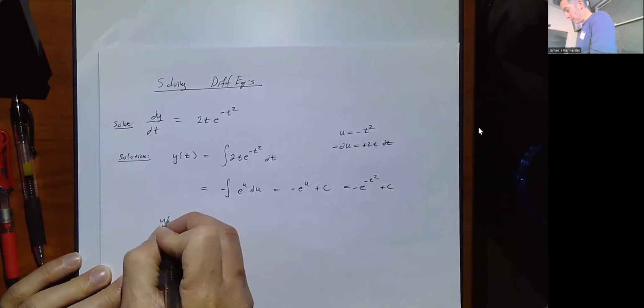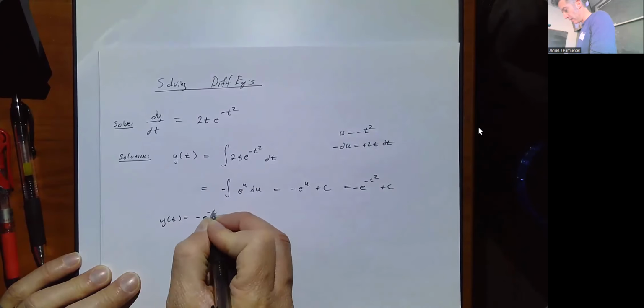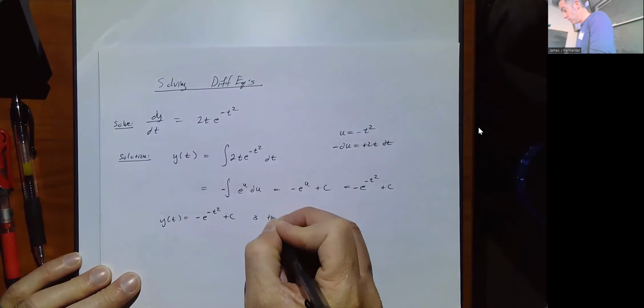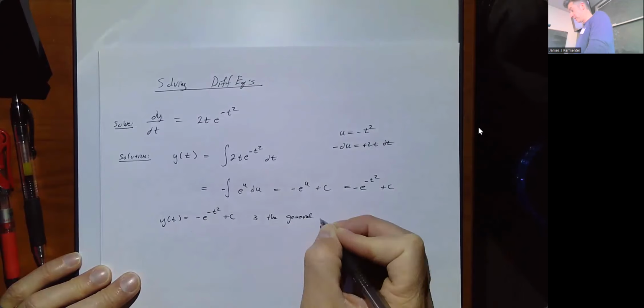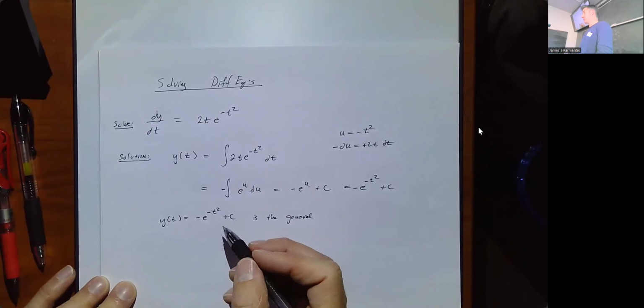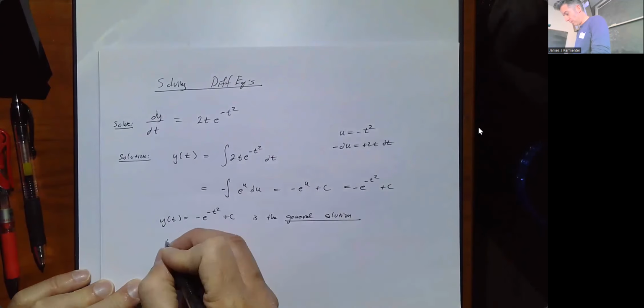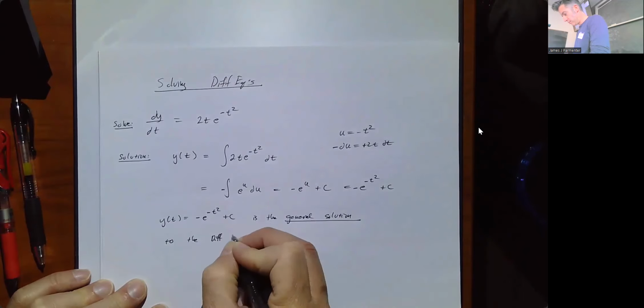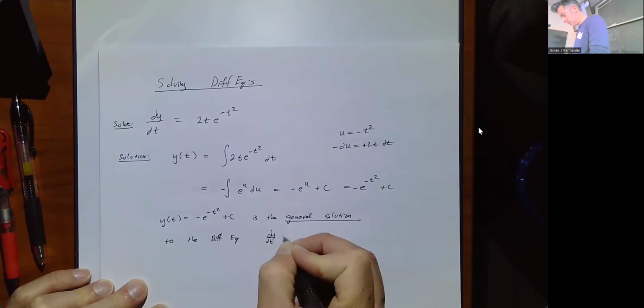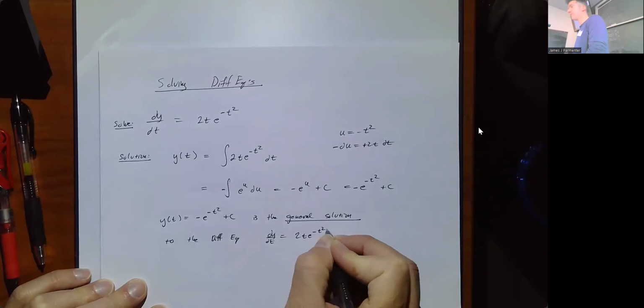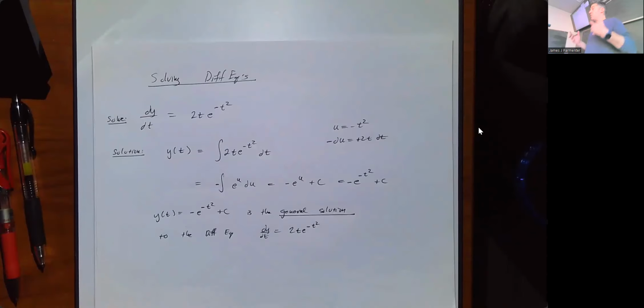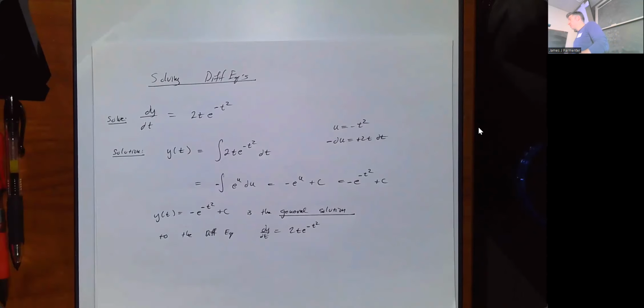So y of t equals negative e to the negative t squared plus c is the general solution. General because we haven't said what c needs to be, right? It could be any value, and this is the general solution to the differential equation dy/dt equal to 2t e to the negative t squared. So if they're just telling you that the derivative is a function of whatever your independent variable is, the solution to your differential equation is just the usual process of finding the antiderivative. Let's look at another example like that.